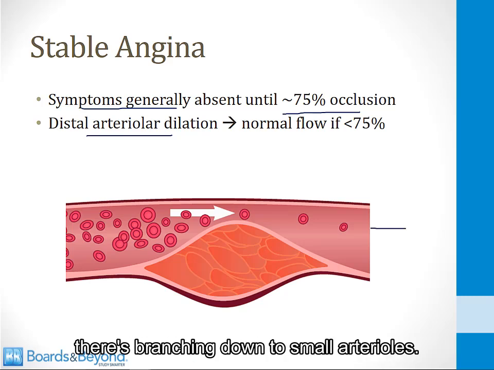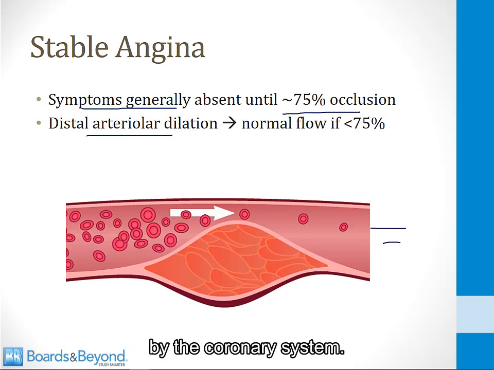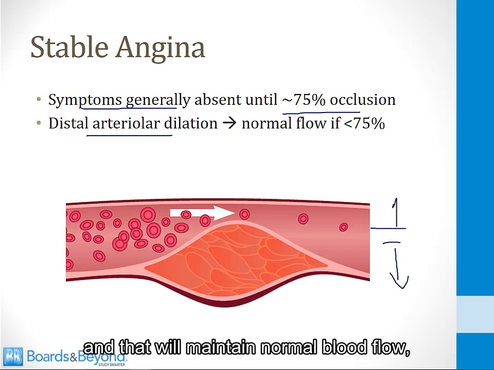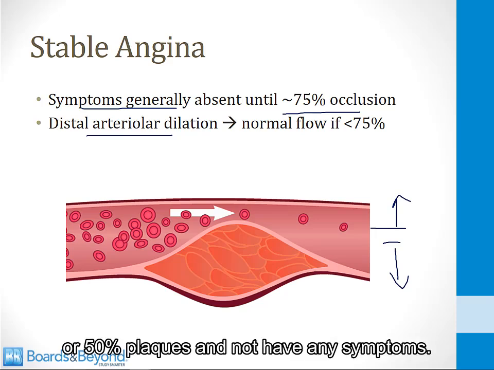there's branching down to small arterioles. Those arterioles are under the control of autoregulation by the coronary system. So when there is decreased blood flow, those arterioles will vasodilate, and that will maintain normal blood flow. And that's the reason that patients can have 25% or 50% plaques and not have any symptoms.